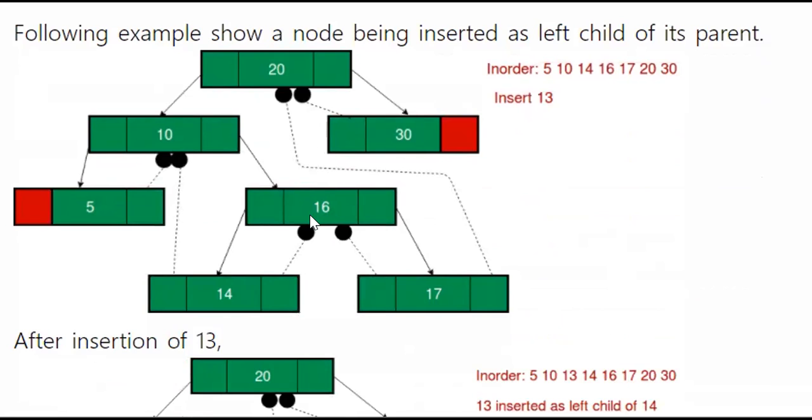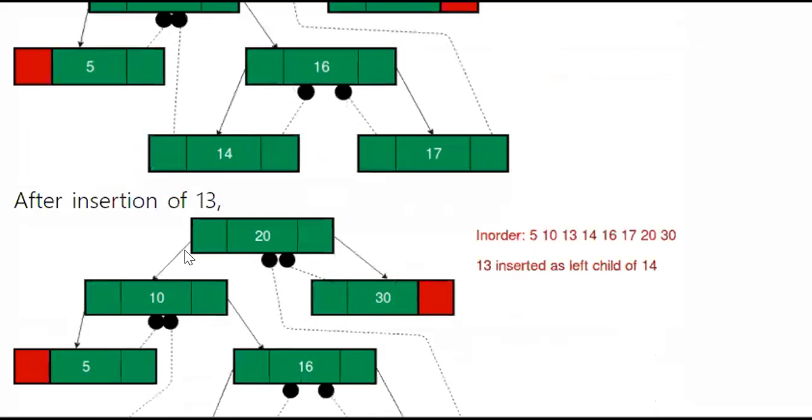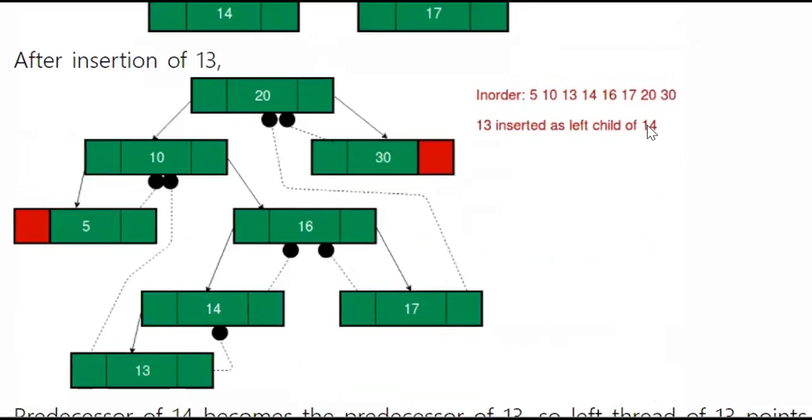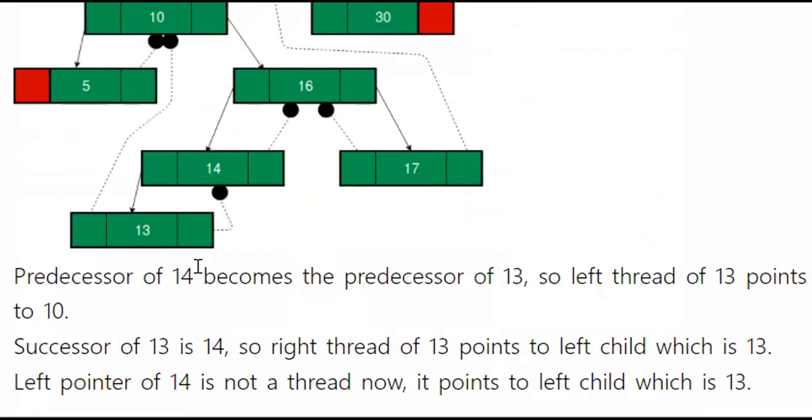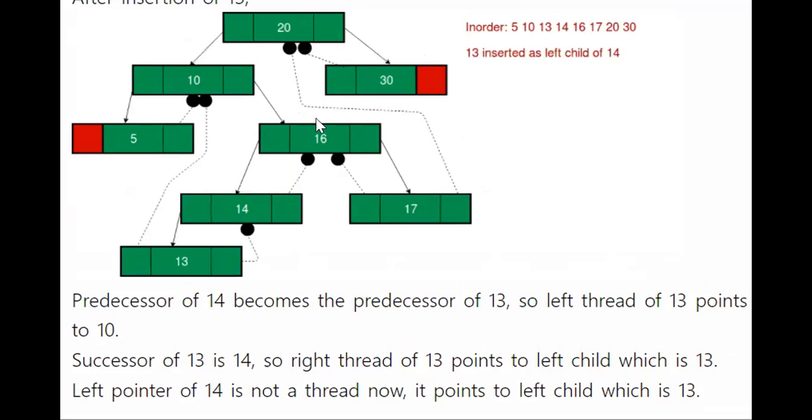20, then the left of the root node is 10 and 30, then 5 and 15. Okay, how is it possible to insert the left child of 14? We have to insert 13. The predecessor of 14 becomes the predecessor of 13, so the left thread of 13 points to 10. The successor of 13 is 14, so the right thread of 13 points to 14. Then the left pointer of 14 is not a thread now, so it points to the left child, which is 13.